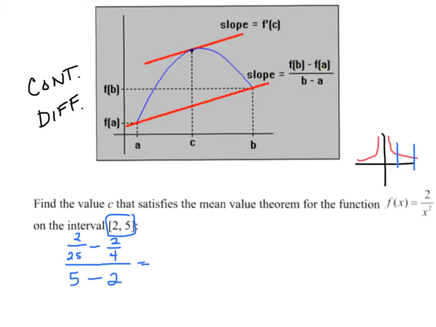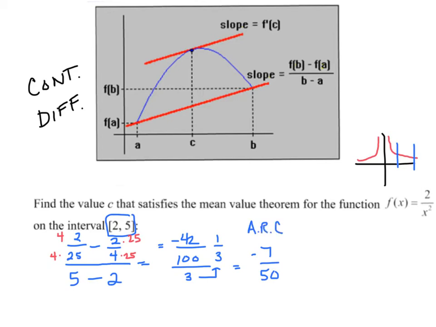Now, we certainly could do this by getting a common denominator and saying if I multiplied this by 4, multiplied this by 25, I'd have 8 over 100 minus 50 over 100, so that would be negative 42 over 100, but of course I'm also dividing by 3. That's the same as multiplying by 1/3. So that's negative 14 over 100, or negative 7/50. This is my average rate of change.